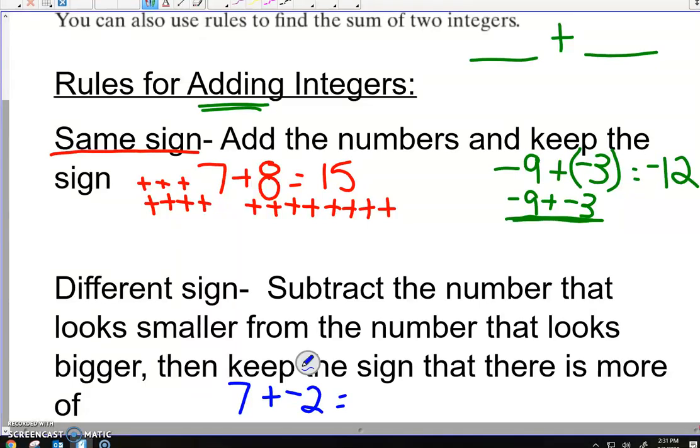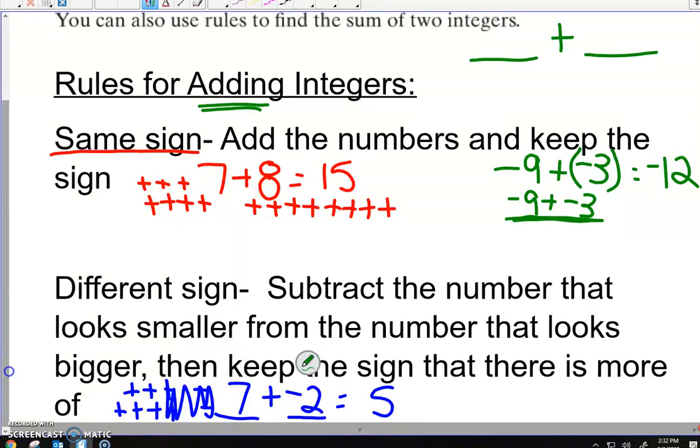So I'm going to say 7 minus 2, because it says subtract the number that looks smaller from the one that looks bigger. 2 looks smaller than 7. 7 minus 2 is 5. Now it says keep the sign that there is more of. Hey, I've got more positives. I've got 7 positives here and only 2 negatives, so my answer is positive 5. Think back to drawing pictures. I would draw 7 good guys and 2 bad guys, and they would have a battle, and I would be left with 5 positives.